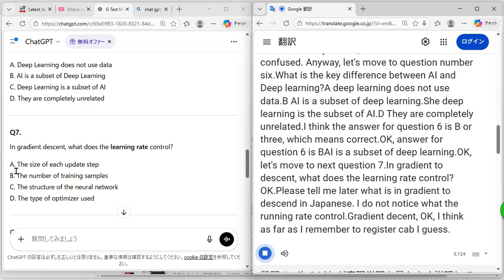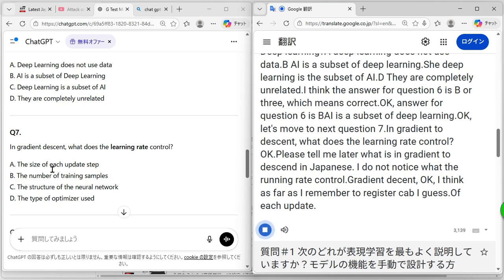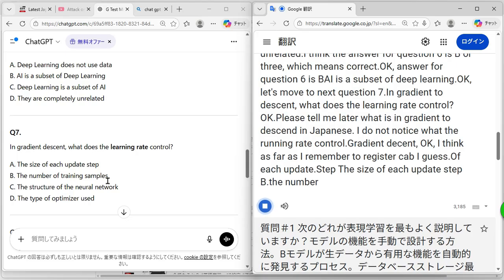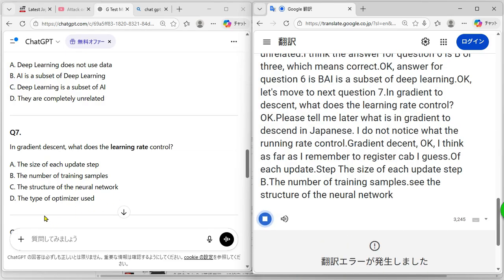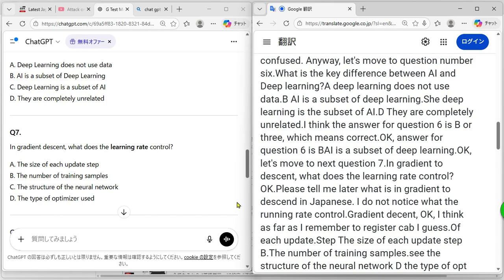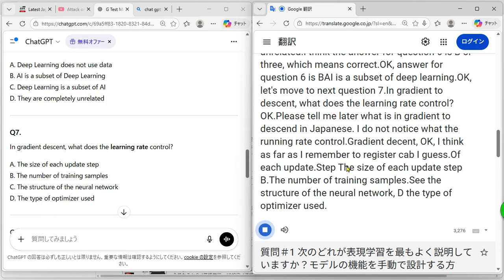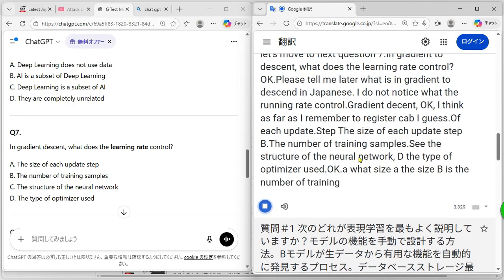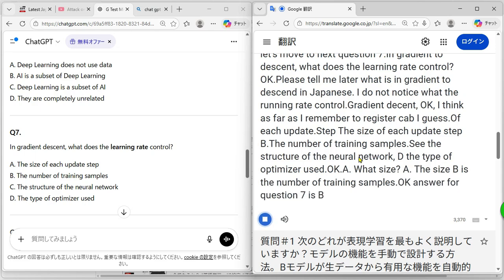A. The size of each update step. B. The number of training samples. C. The structure of the neural network. D. The type of optimizer used. Okay. A is the size. B is the number of training samples. Okay. Answer for question 7 is B, the number of training samples.